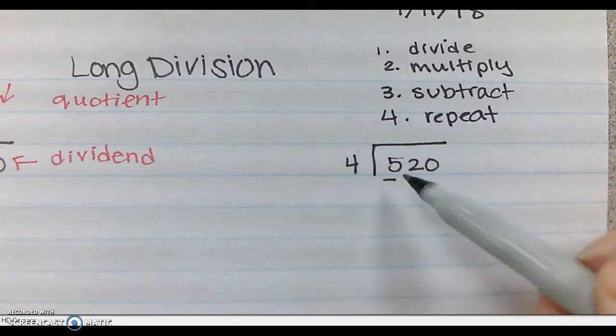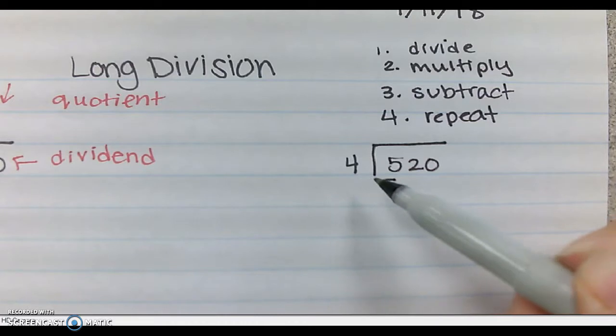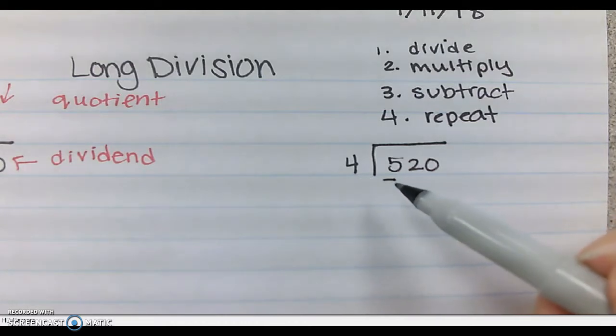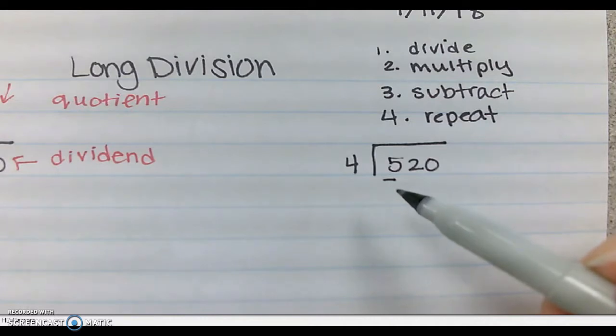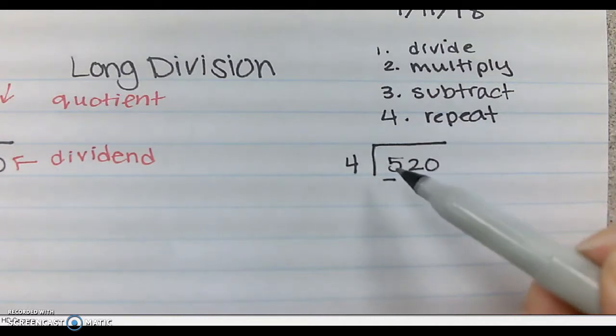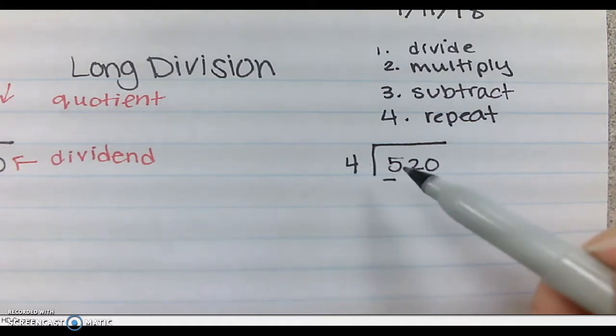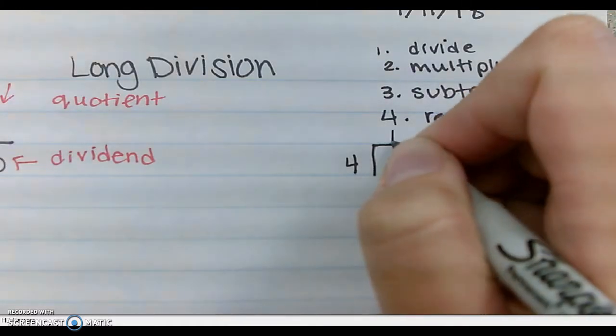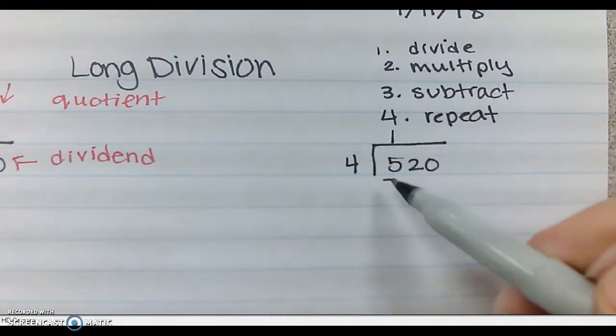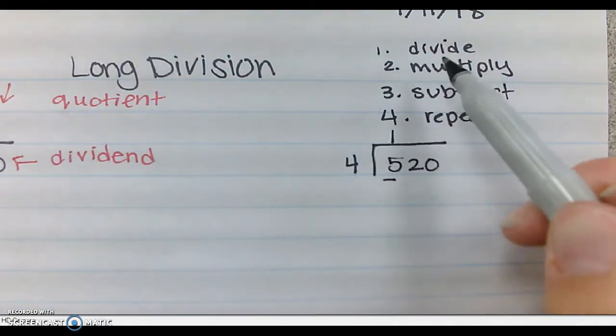How many times does 4 go into 5? Or you can think of it as 5 divided by 4. If I have 5 pieces of candy and I have 4 friends, I can only give them 1 piece each. So 4 goes into 5 once. So I put my 1 up here in my hundreds place value right above the 5. I've just done step 1.